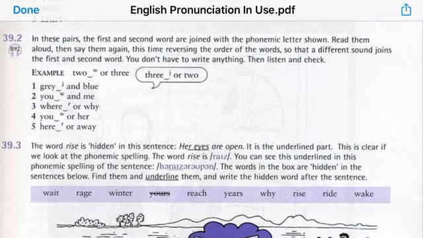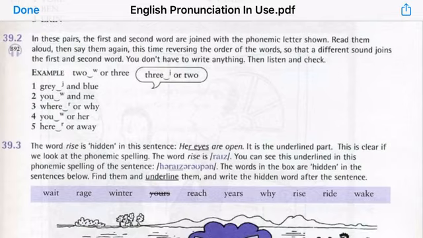In these pairs, the first and the second word are joined with the phonemic letter shown. Read them aloud and say them again, this time reversing the order of the words so that a different sound joins the first word. You don't have to write anything, then listen and check. We have pairs of words that we need to say as we would in fast speech, and we identify the insertive sound, then we switch the order to see whether we still hear the same insertive sound.